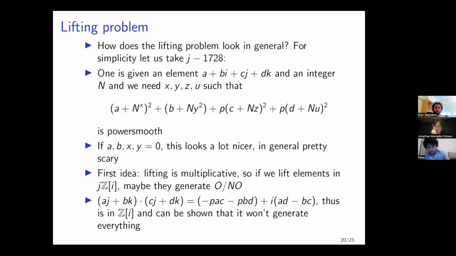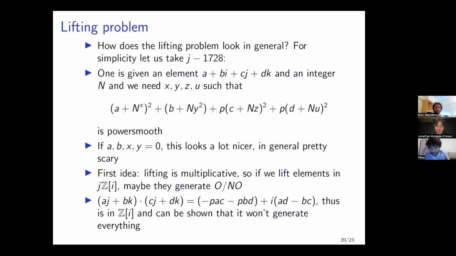Luckily, there is a little bit of hope. This lifting procedure by taking a different element is somehow multiplicative. So if you can lift an element Z1 and Z2 to being power smooth, then you can lift them separately and take their product, and that still will be power smooth. So one idea could be that I can lift these J times Zi. Maybe they generate GL2Zn. So maybe it's actually enough to lift these things, and then I just take a couple of products, and then I get everything.